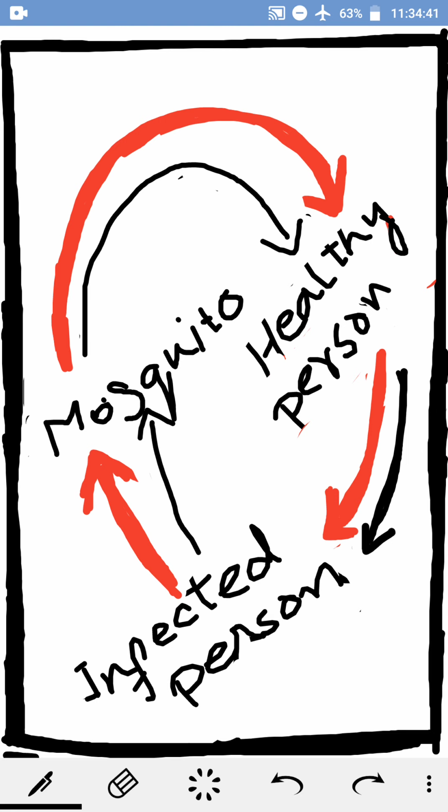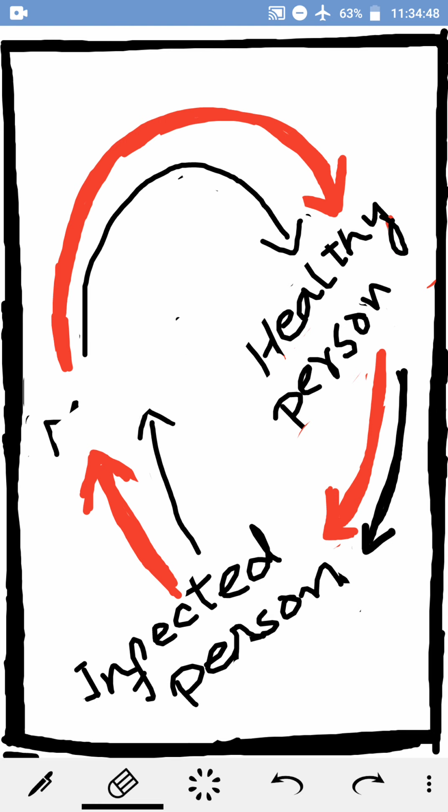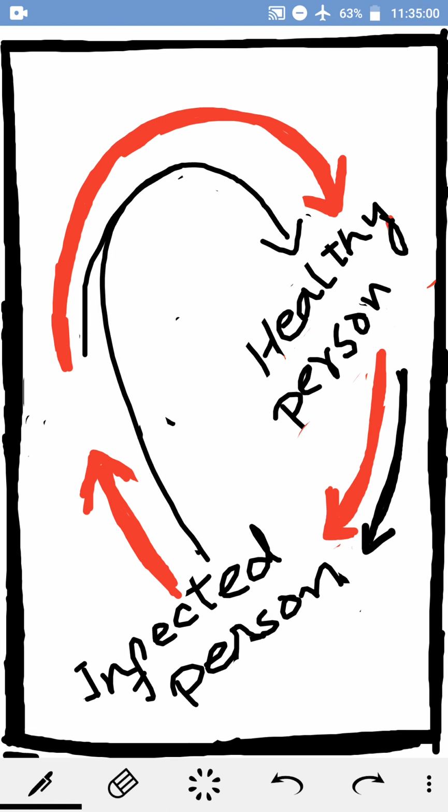So how can this be stopped? See, what have I done? Removed mosquitoes. Now can it be transmitted from infected person to a healthy person? No, because mosquitoes are the carrier of these diseases. So to control these diseases, we must control the number of mosquitoes. How can this be achieved? Let us discuss.